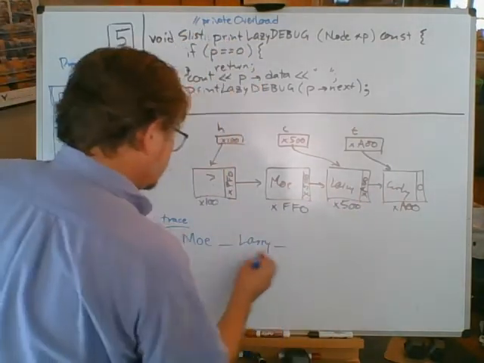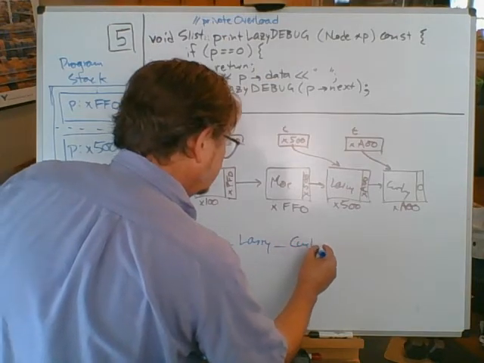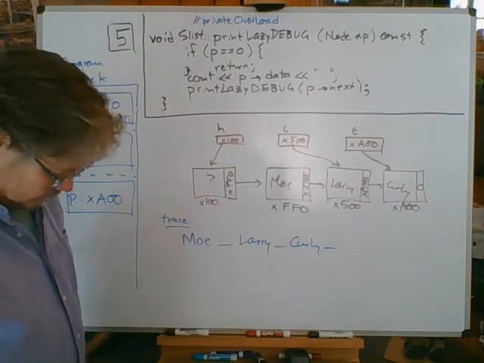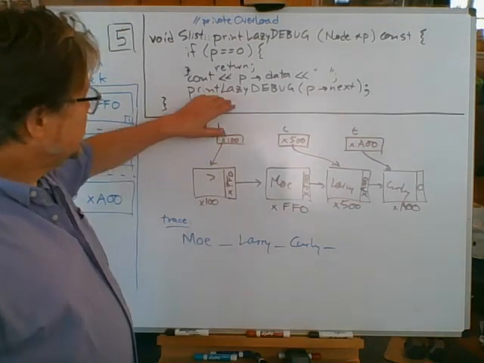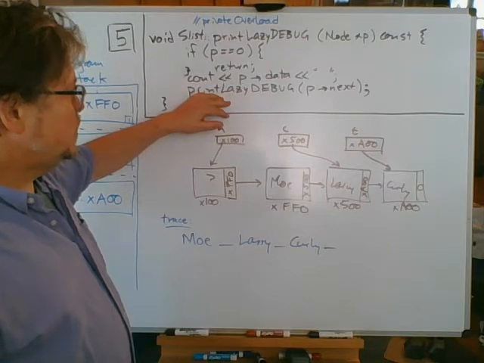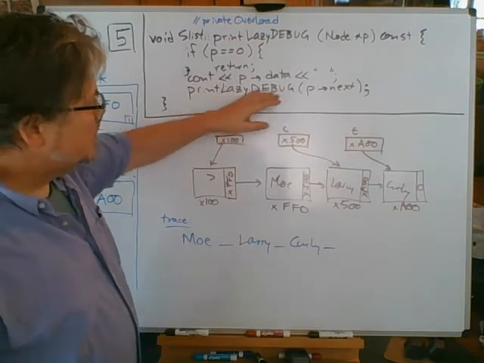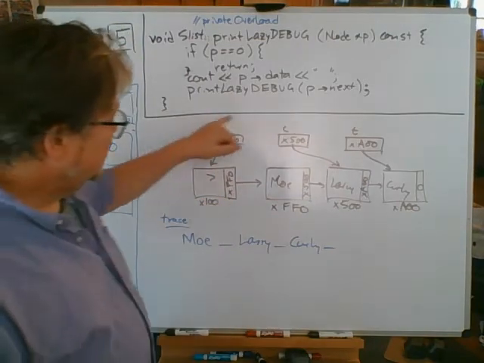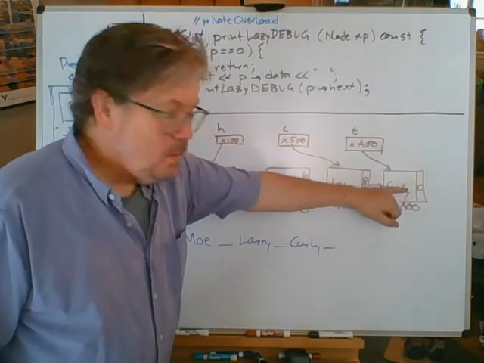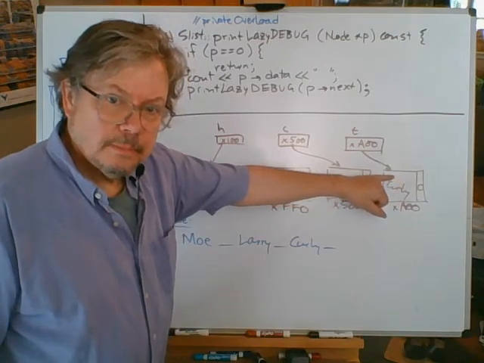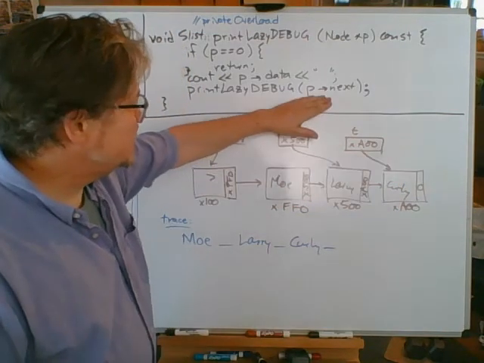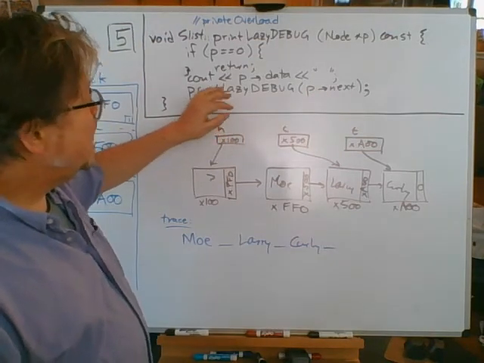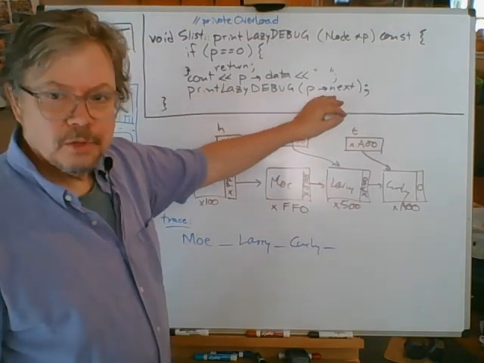A100 arrow data is curly and a blank. And print lazy debug makes a function call, passing in p arrow next. P arrow next. Let's see. Here's p, A100 arrow. Oh! Danger, Will Robinson. We're passing in a 0. Yikes. Maybe we should have an if up here. If p arrow next is not 0, then make that function call.